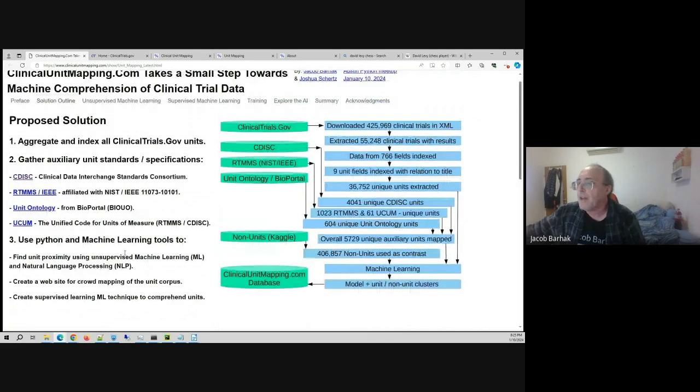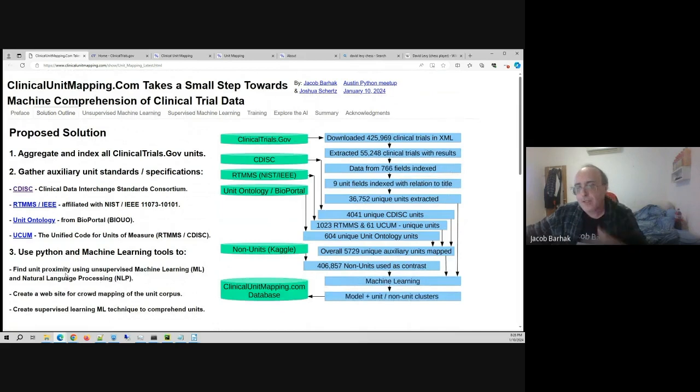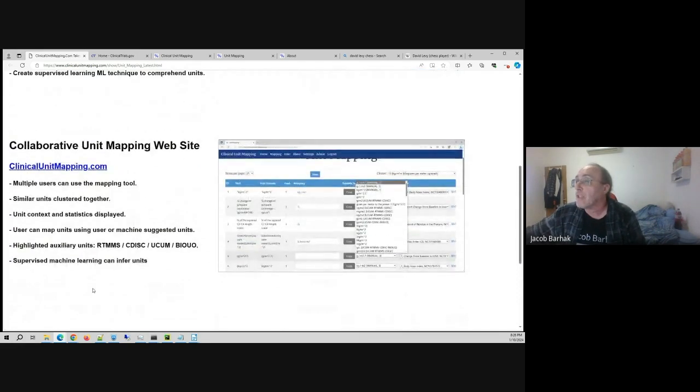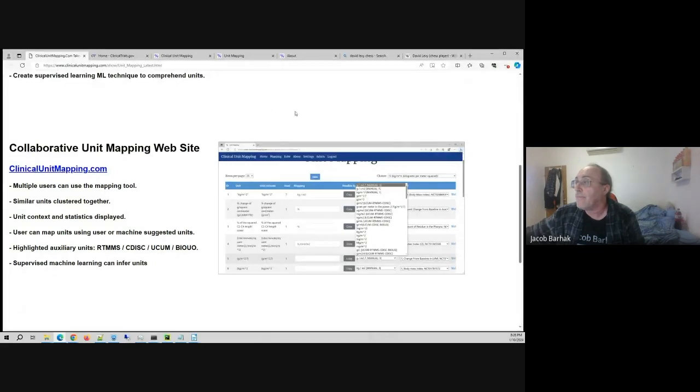Basically, the website helps us find unit proximity through clustering and some other techniques. The website also helps the user label and map those units. The labeling and mapping is what the website does. And it aids you in doing this by using supervised machine learning, which allows you to ask the website what the standard form of this or that unit is, and it will give you an answer. So this is just a snapshot of how it looks.